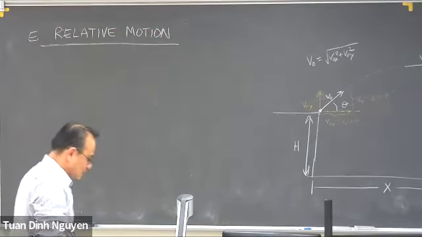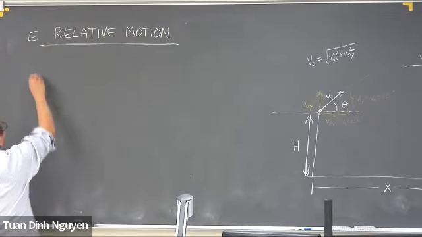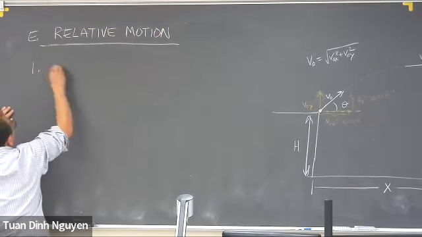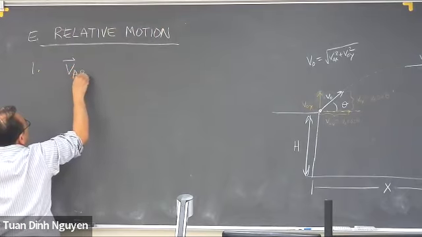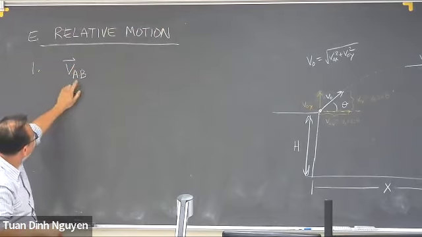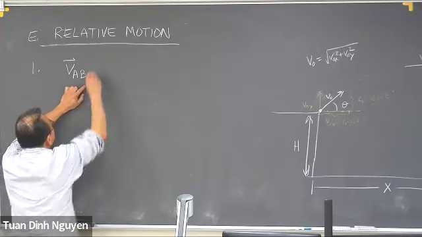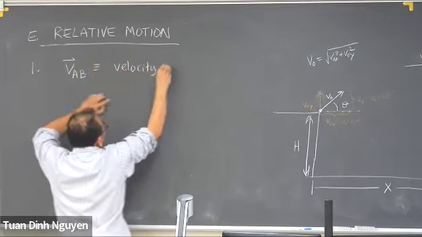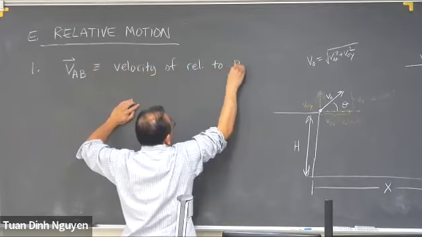So, let's remember the equation. If you have a velocity, it's going to be written like this, where this means the velocity of A relative to B. The velocity of A relative to B.